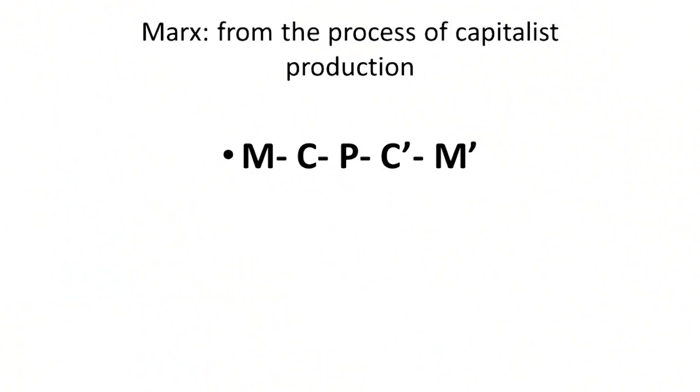So I start with M, and I can buy my factory, my raw materials, C, commodities, and you. Your human labour power is part of that commodity. Then I can put everything into production, and surprise, surprise, I end up with a value of commodities, a completely different commodity than I had before, a new product.